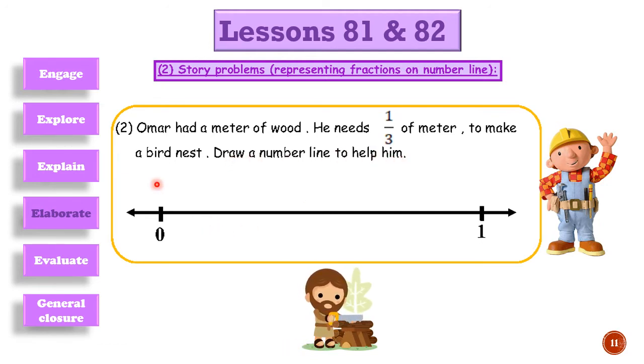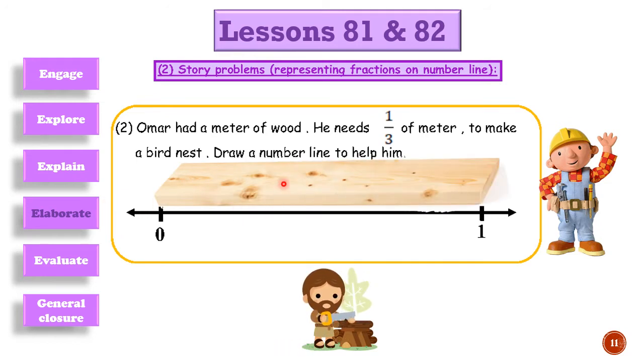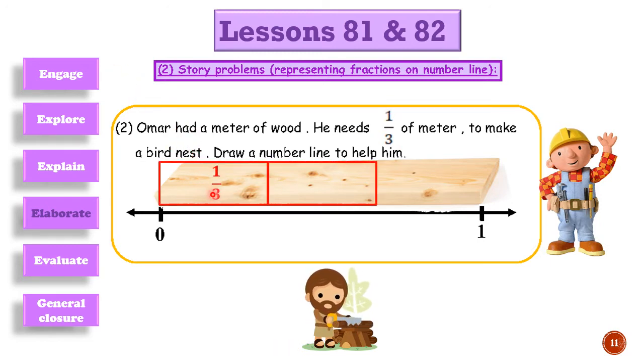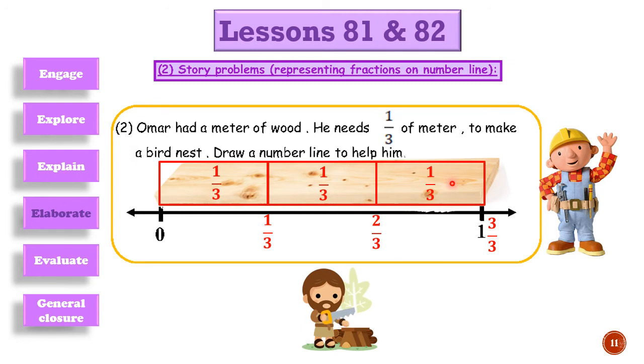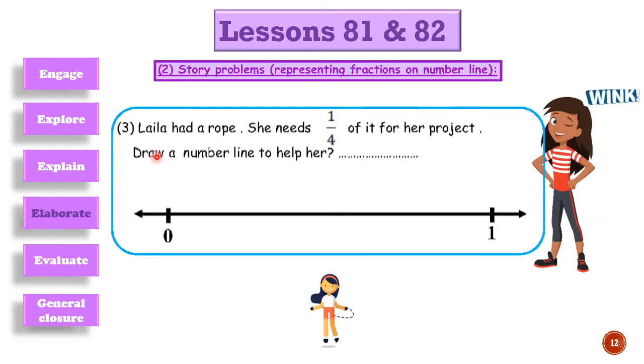Yes, 3 parts. If you have this piece of wood and we want to distribute it into 3 equal parts, third means 3 equal parts. The first part is a third, the second part is a third, and the third part is a third. Now, this is our fraction strip. Now, let's go to our number line. This part is called a third, this part is called 2/3, and the whole of it will be called 3/3. Now we helped Omar draw a number line and know how many parts he will distribute his wood into.